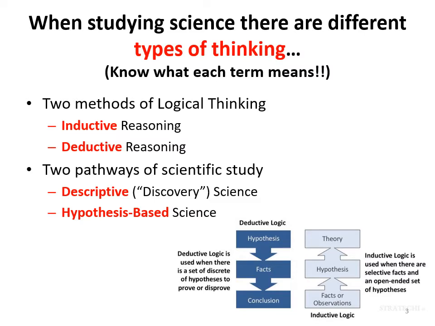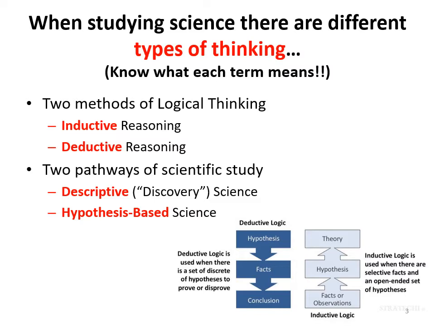Now, when we use these reasonings, you can use them in two pathways of scientific study. There's descriptive or discovery science, and that one is usually inductive. It aims to observe, explore, and discover, whereas hypothesis-based science is usually deductive. It begins with a scientific question or a problem, and there's potential to answer or come up with a solution that you can test.